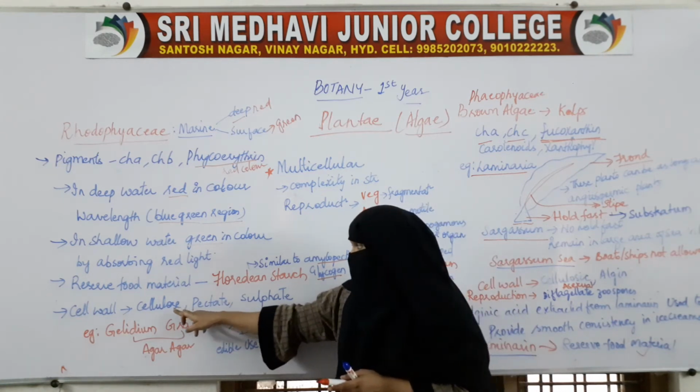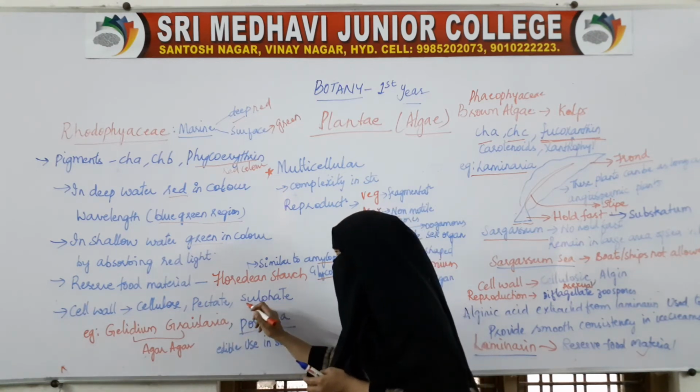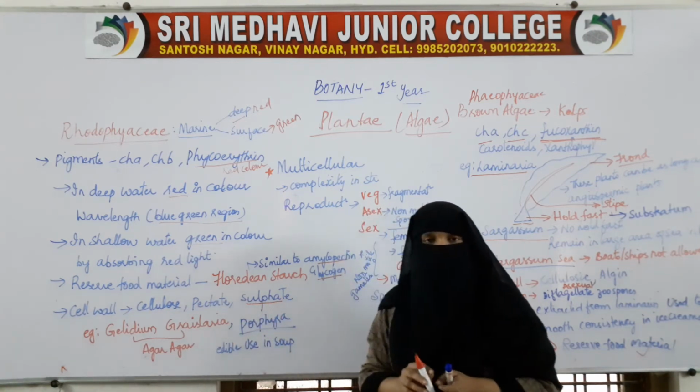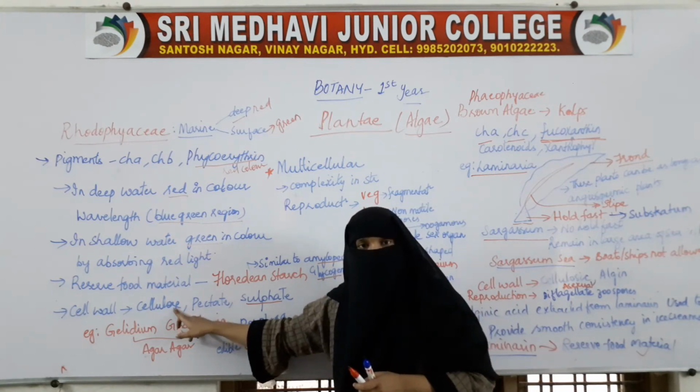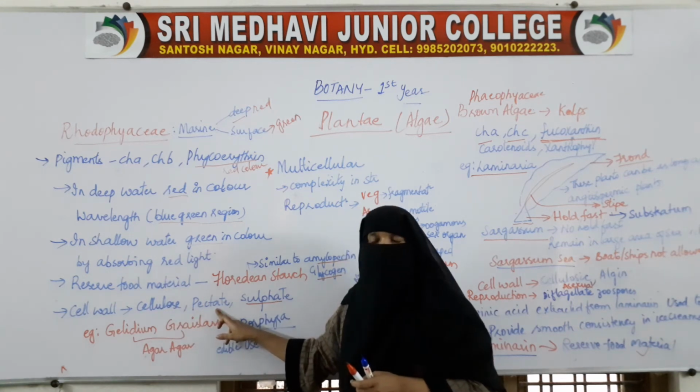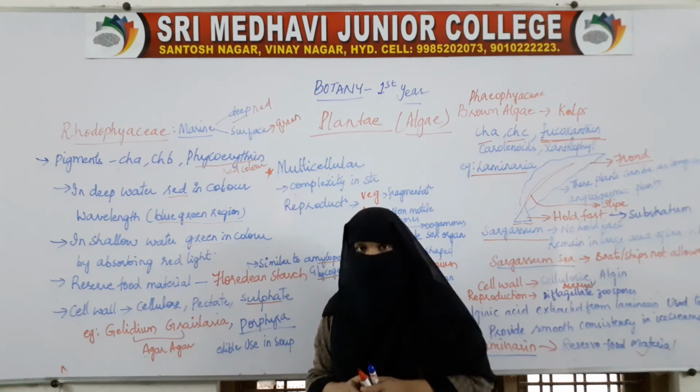The cell wall is made up of cellulose and pectate. Along with pectate, sulfate is also present. So, the inner wall is made up of cellulose, the outer cell wall has pectate, and along with pectate, sulfate is also present.